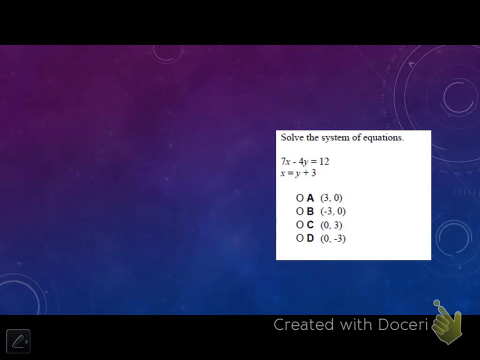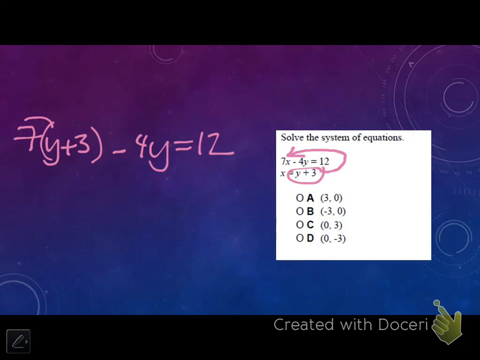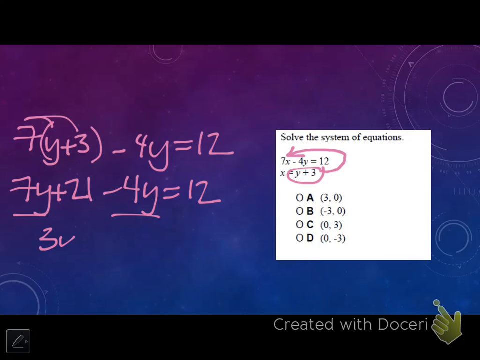Okay, solve the systems of the equations. So this one, I see that x is by itself, so I can use substitution because it's on one side of the equal sign. So I can plug this in wherever I see x. So I'm going to take 7 times y plus 3 minus 4y is equal to 12. Distribute this 7, so I'm going to get 7y plus 21 minus 4y equals 12. We can combine these y's to get 3y.